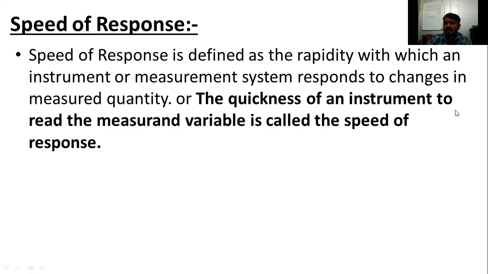The quickness of an instrument to read the measurement variable is called the speed of response. Whatever quantity we are going to measure, the instrument should read that measurement variable and give the output. That is called speed of response. Speed of response is defined as the rapidity with which an instrument or measurement system responds to changes in the measured quantity.